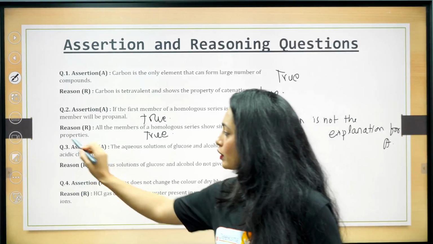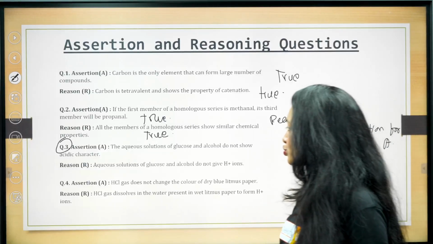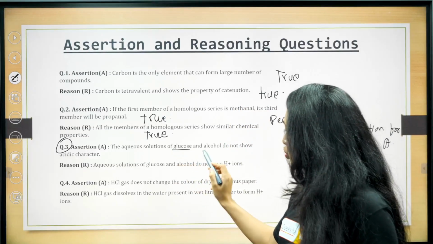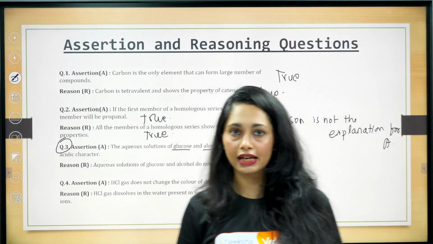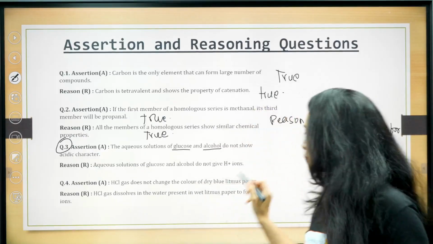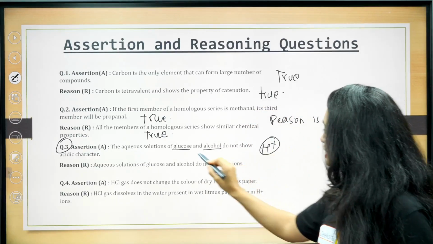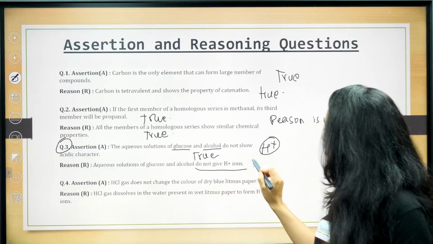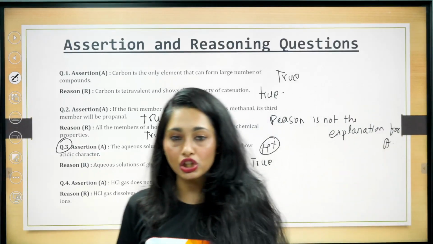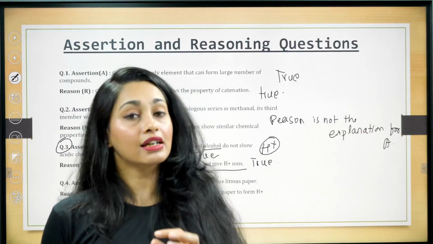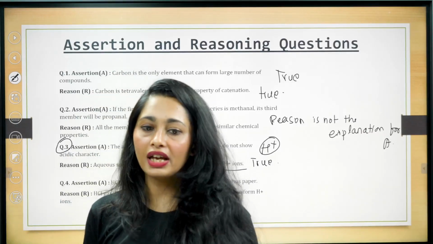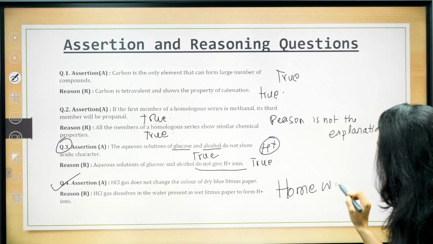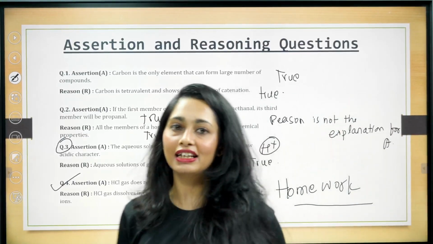Okay. Next, third question here. Assertion says the aqueous solutions of glucose and alcohol do not show acidic character. So glucose and alcohol, yes, they do not show acidic character because they are not going to form H plus ions. No H plus ions. So this is true. What about reason? Aqueous solutions of glucose and alcohol do not give H plus ions. This is also true. So both assertion and reason are true, and reason is the correct explanation of assertion. Okay, this is the answer. And question number 4 is your homework. Please do the homework in the comment section. Do let me know. I'm going to check that and give you the feedback.